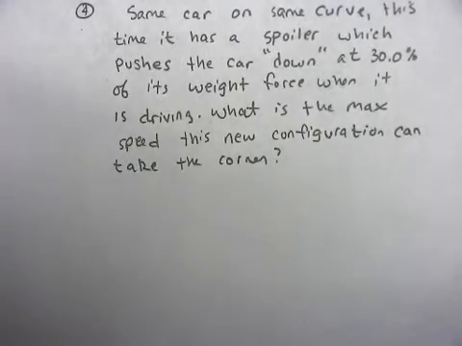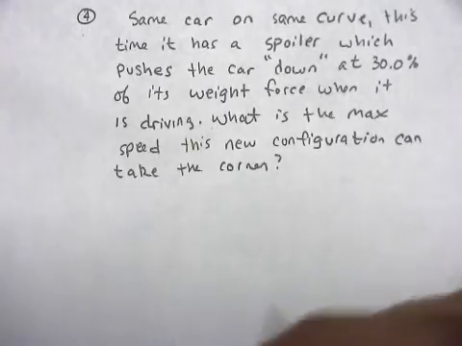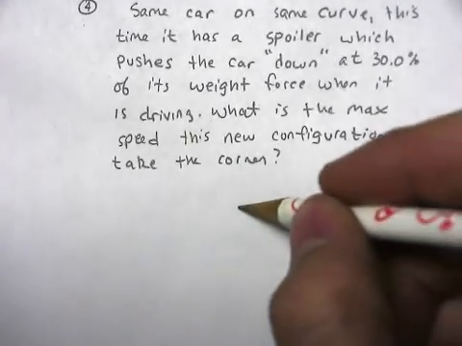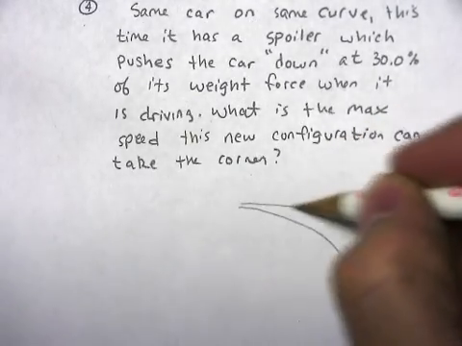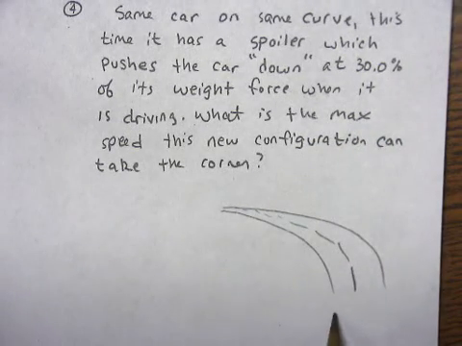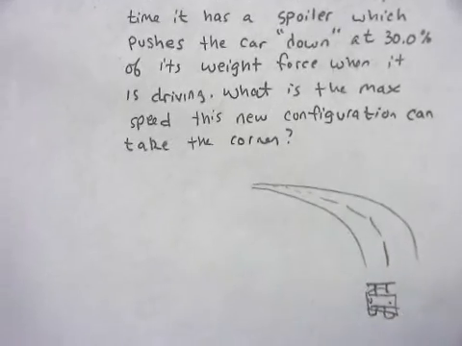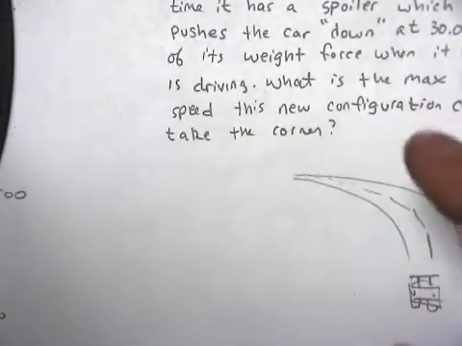All right, number 4 says you got the same car on the same curve. And this time there's a spoiler pushing down. So, curve in my road. And then I got my car, back end of it, bumper, license plates. And now I've got a spoiler that's pushing down on the car.